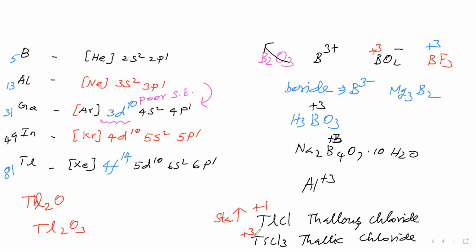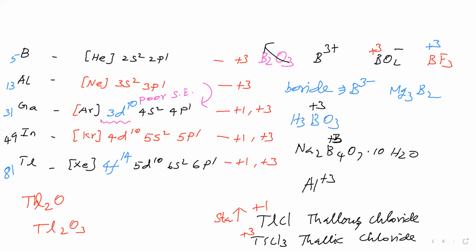So, what about boron? Is it showing +1 or not? No. Boron shows only +3. In the borides, -3. Aluminum shows only +3. Gallium shows +1 and +3. Indium shows +1 and +3. Thallium shows +1 and +3.